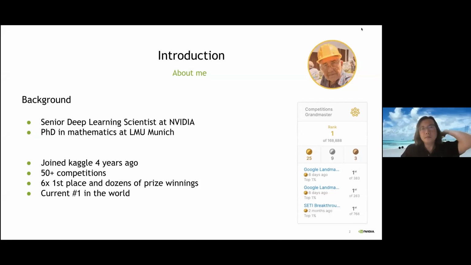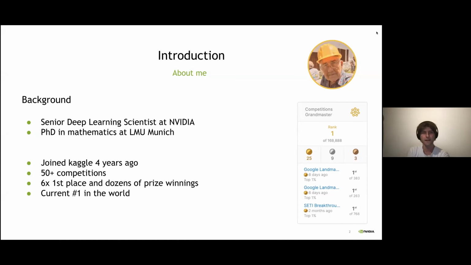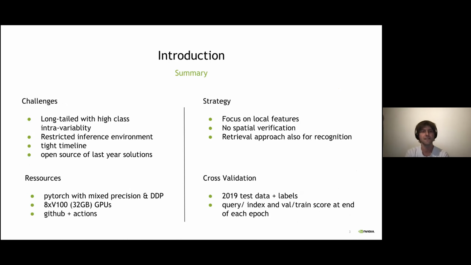So about myself, I work at NVIDIA. I have a PhD in mathematics from the LMU in Munich. I joined Kaggle 4 years ago, did more than 50 competitions since then, have multiple first places, and I'm currently ranked #1 in the world on Kaggle. Also due to this competition, where I was really lucky to win both parts. So maybe I could say for, let's say, the high class Kagglers, the points attributed for this competition are worth more than any prize money. Maybe that's feedback from my side to the organizers.